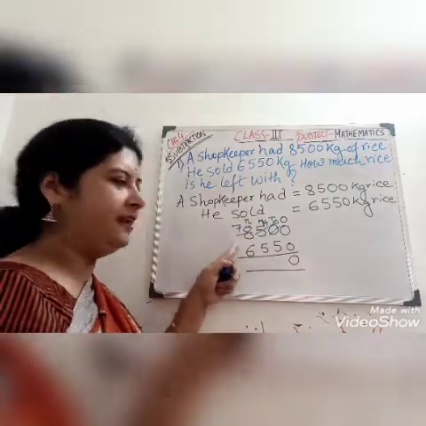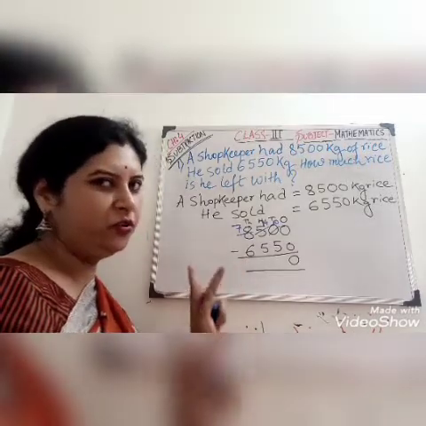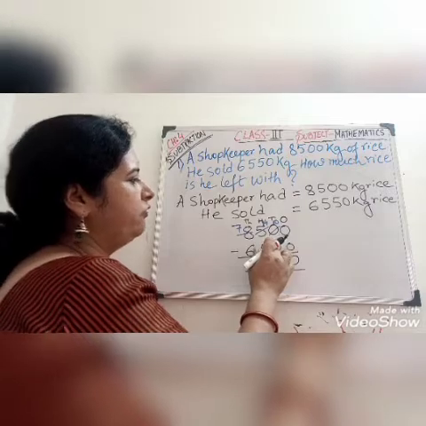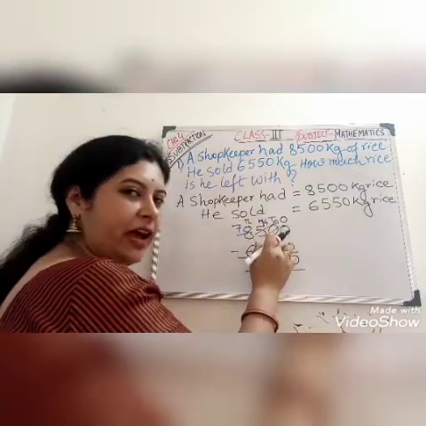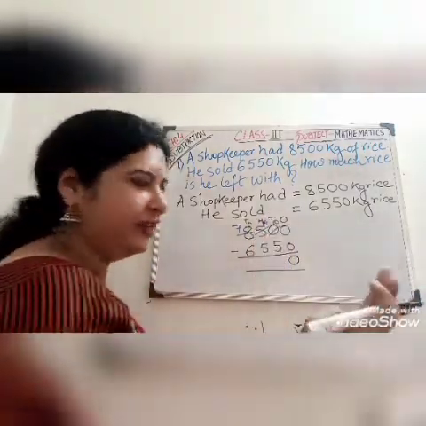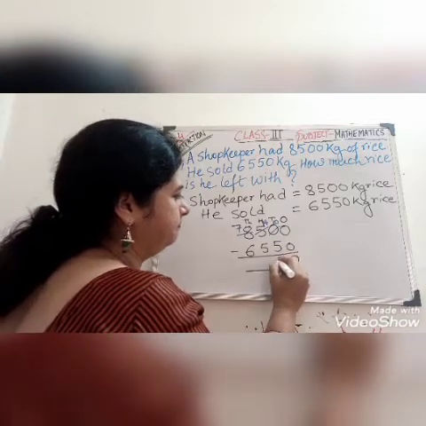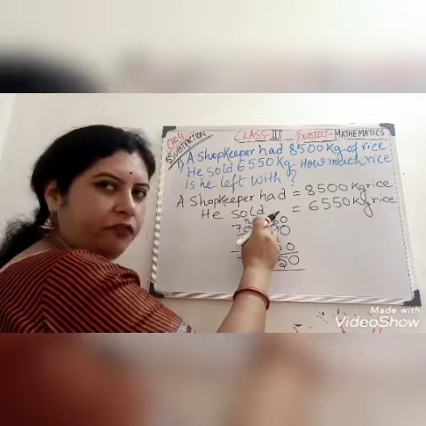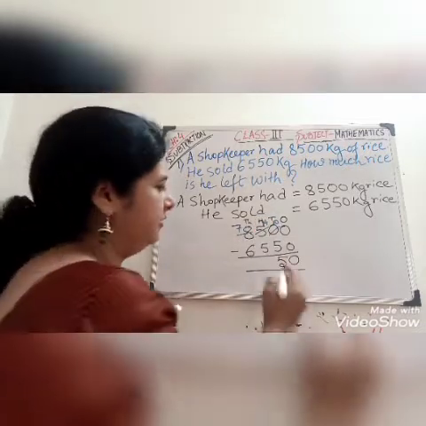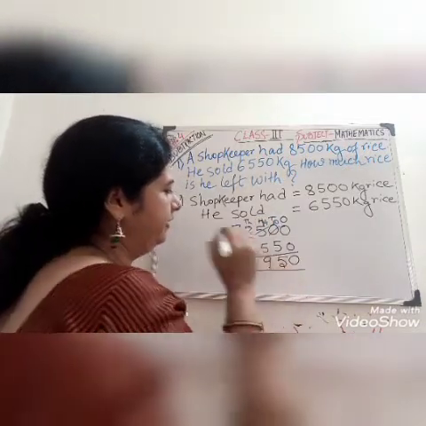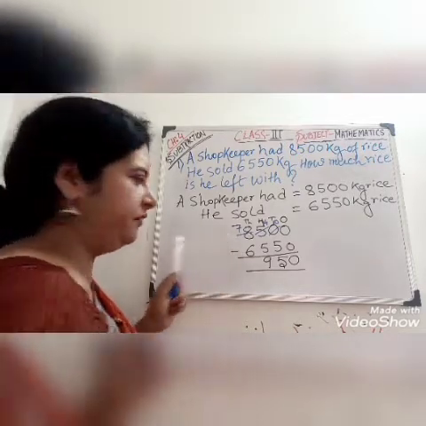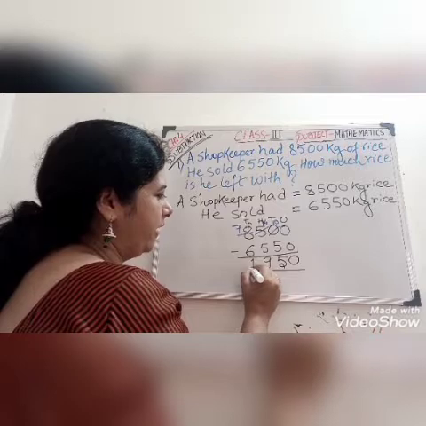Now here the minuend is bigger and the subtrahend is smaller. So now we can easily subtract this number. Subtract 5 from 10. So our answer is 5. In the hundreds place, subtract 5 from 14. So our answer is 9. In the thousands place, subtract 6 from 7. So our answer is 1.